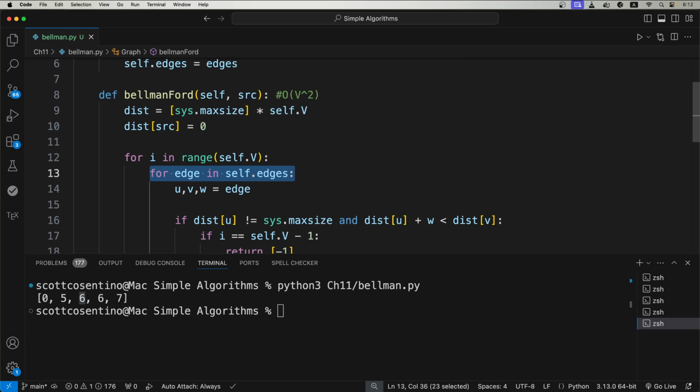So this gives us one way of finding shortest path. The second way that we're going to talk about is Dijkstra's algorithm, which we'll take a look at in the next video. Dijkstra's algorithm will generally work on a situation where we have a weighted, directed graph with non-negative edge weights.